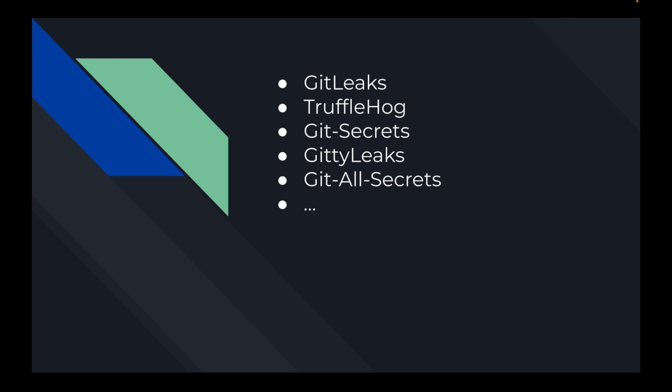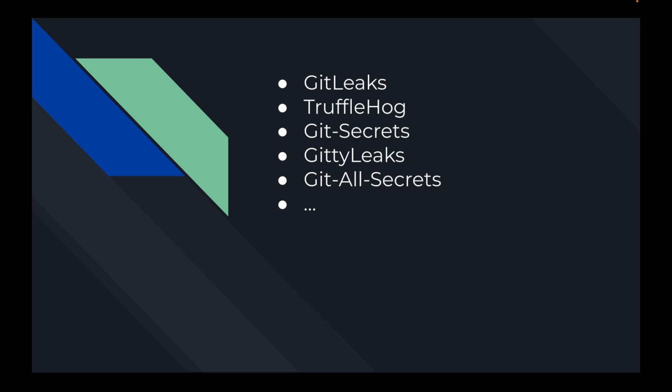These are a few GitHub scanning tools used to check for sensitive key leaks in GitHub repositories. Tools like Gitleaks, Trufflehog, Git-secrets, Gittyleaks, Git-all-secrets, and many other open source tools are already well known for secret scanning in GitHub repositories.